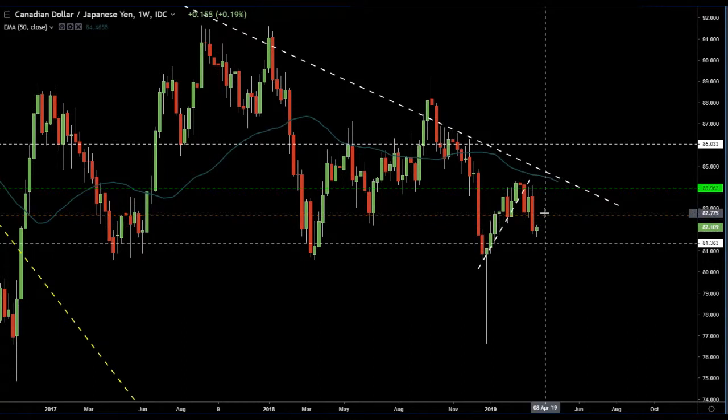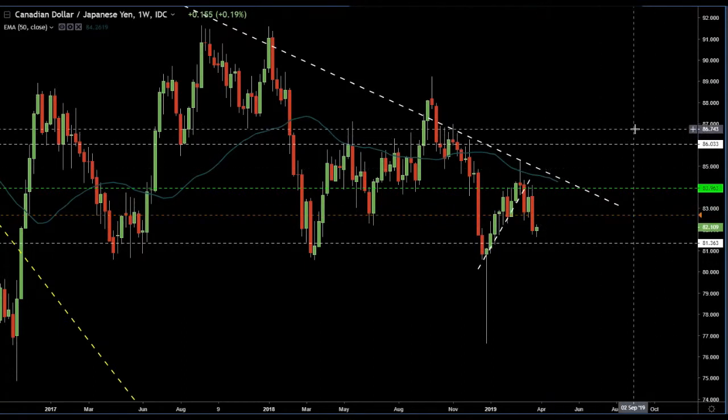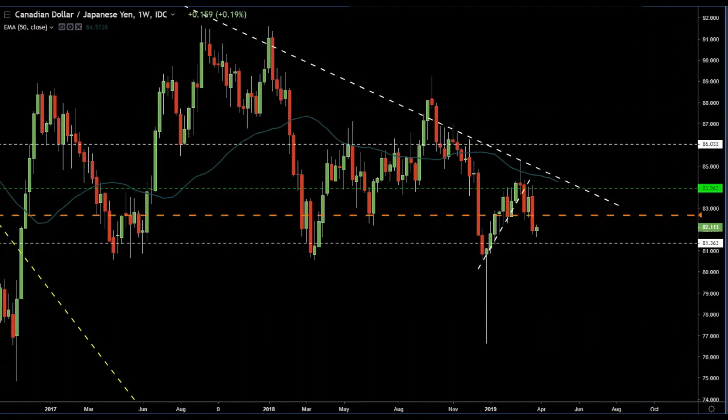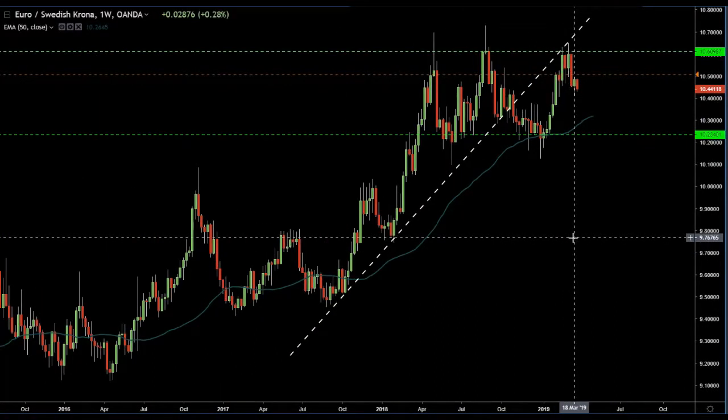So these are now Canadian themed pairs with the Canadian dollar and its possible strength. Well, not strength against the dollar, however, strength against other weaker pairs, such as the yen, such as the Swiss there. And one interesting one is the euro.